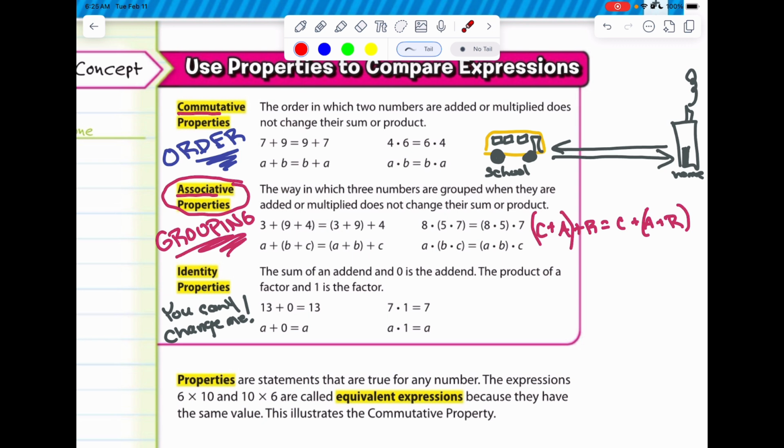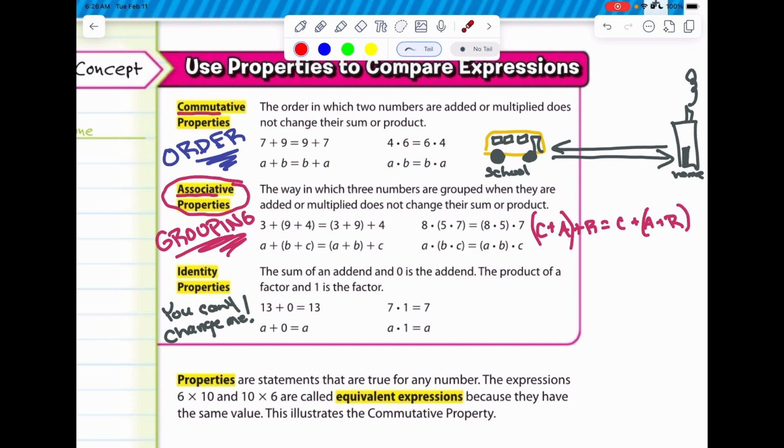All right? It works the same in multiplication. Notice same numbers, 8, 5, 7. 8, 5, 7. They just grouped them differently. Here they're multiplying 5 times 7 first, and here they're multiplying 8 times 5 first. And the way we write that in math, A times the quantity of B times C is equal to multiplying C by the quantity of A times B. Okay? Same.